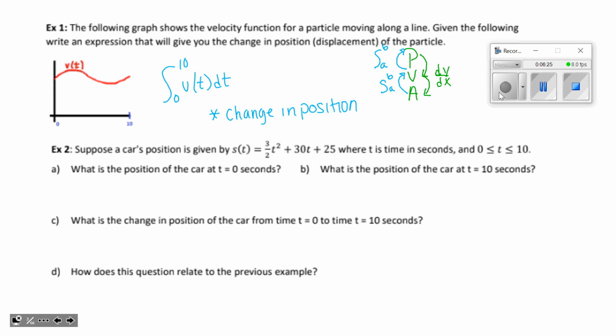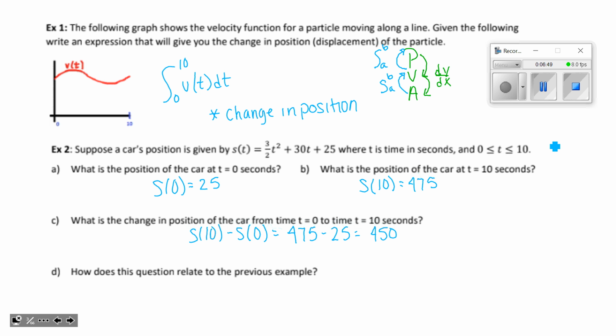And so you might be thinking to yourself, well, how are we going to do this numerically? That's kind of what we're getting to in the next few examples. So example 2, we have a car's position given by this function. What's the car's position at 0 seconds? So we're plugging in 0. We're plugging in 10. So take a minute, plug those into your calculator.